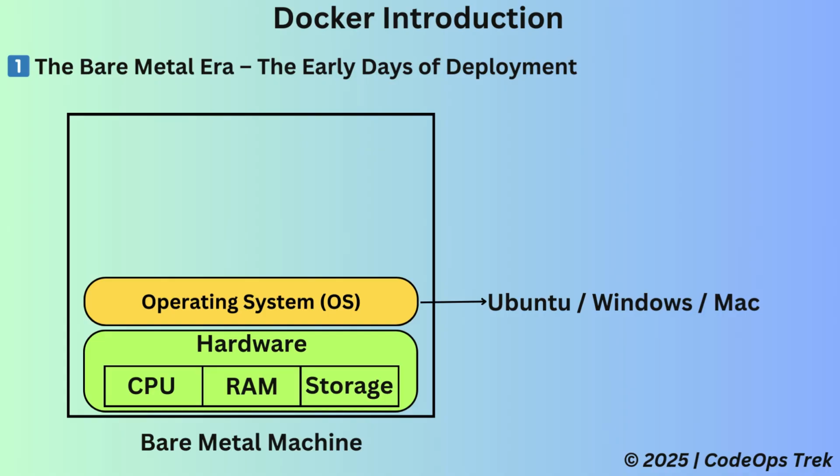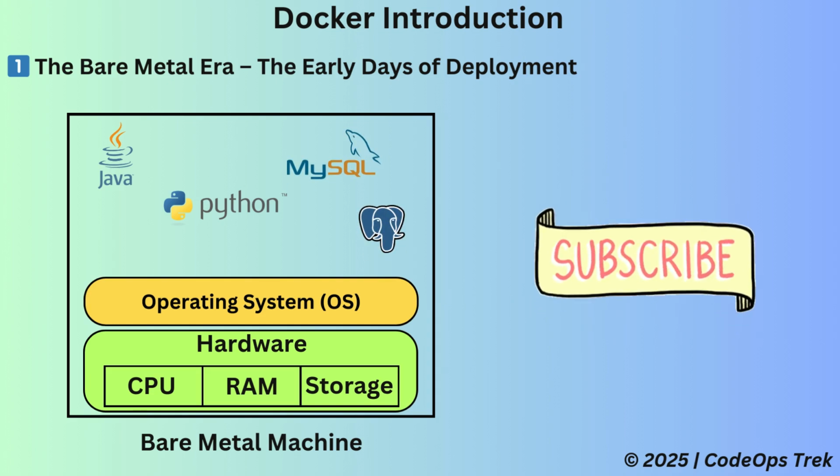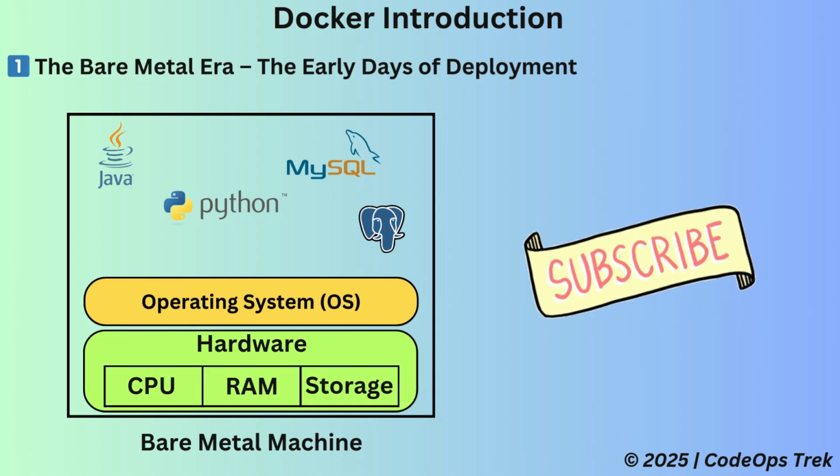Now, on top of this OS, we had to install dependencies to run applications. For example, if we wanted to run a Java application, we had to install Java on the server. Similarly, for a Python app, we had to manually install the Python runtime. Databases like MySQL or PostgreSQL also needed manual installation and configuration. So that's how previously applications were deployed.